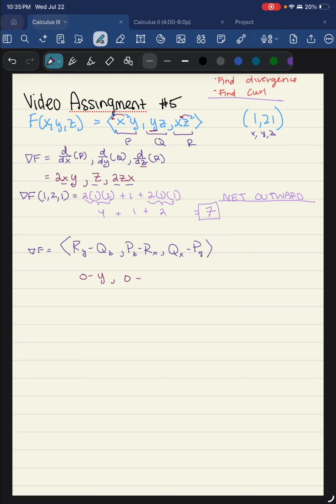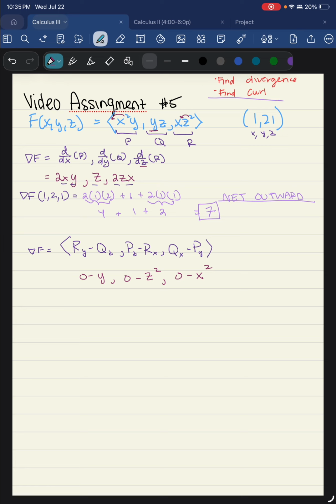Derivative of a constant is 0. Derivative of r with respect to x: we do have an x there, so we can go ahead and drop our single x. Derivative of q: there is no x variable, so 0 minus the derivative of p with respect to y. There is a y attached to the x squared, so x squared is our variable, we just drop our y.